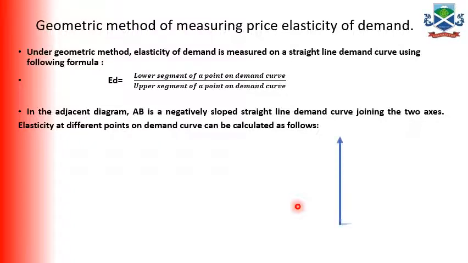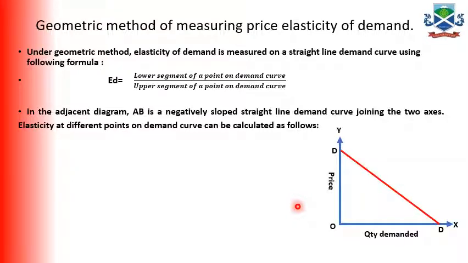We have to join it, then it will be easier to calculate under the geometric method. Look at the demand curve. The demand curve is intersecting the x-axis and y-axis, and we take any point on the demand curve, and based on the formula given here, we calculate the elasticity of demand. So we'll take first the midpoint, that is C. I mean both the parts apparently seem to be equal.